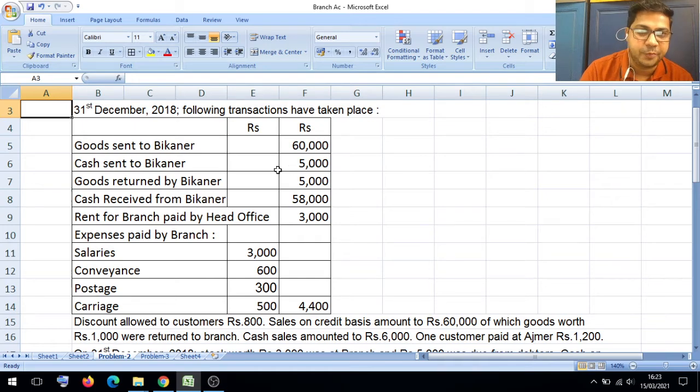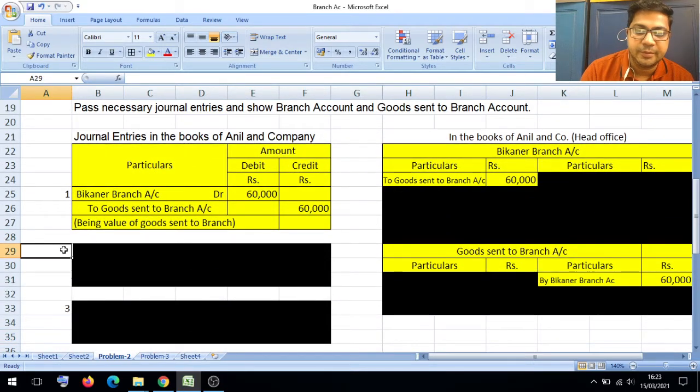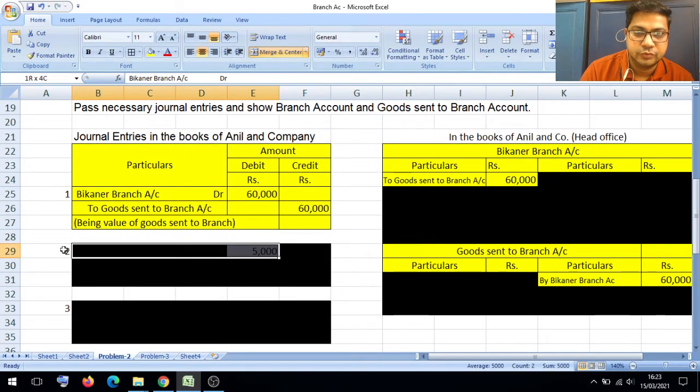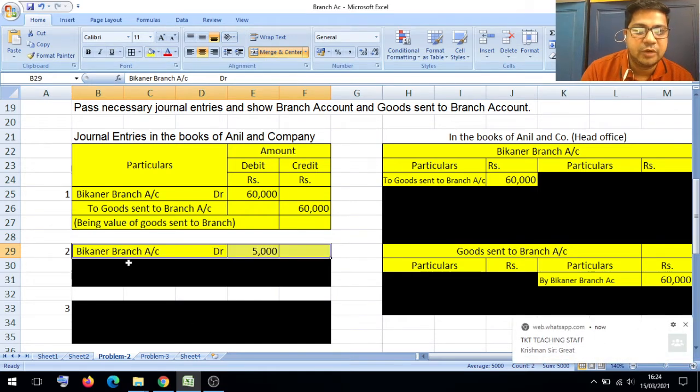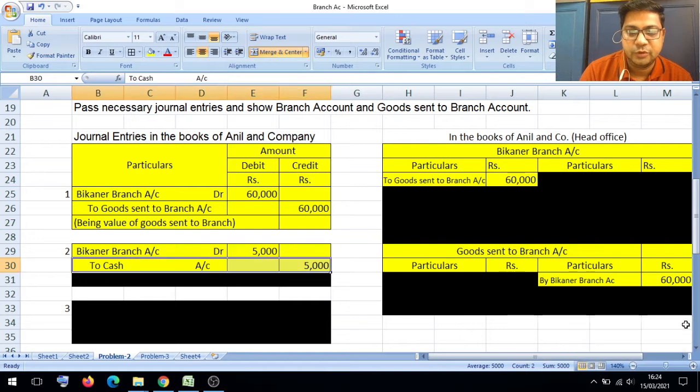Then after that, next is cash sent to Bikaner 5,000. It means the head office sends the cash to the Bikaner branch. So entry number 2: Bikaner branch account debit to cash account.